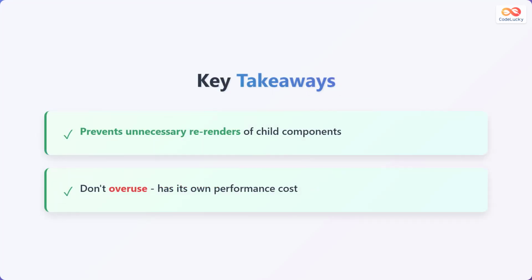Here are the key takeaways regarding the useCallback hook. Firstly, useCallback prevents unnecessary re-renders of child components by memoizing functions and ensuring that they only update when their dependencies change. Secondly, avoid overusing useCallback. While it can improve performance in certain cases, it also has its own performance cost. Use it judiciously when you need to optimize specific parts of your application.